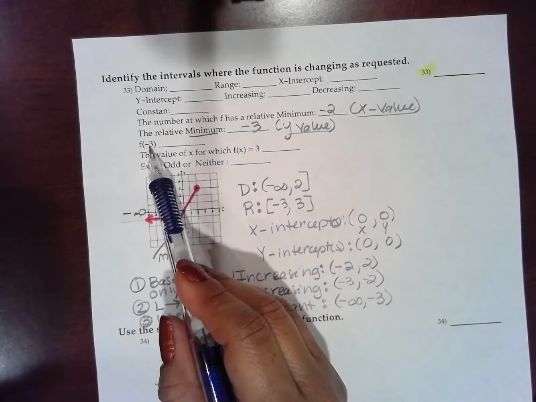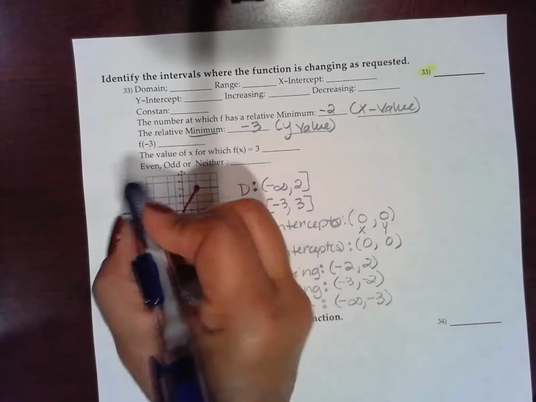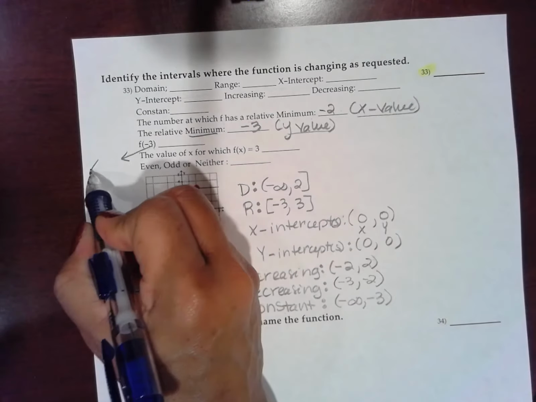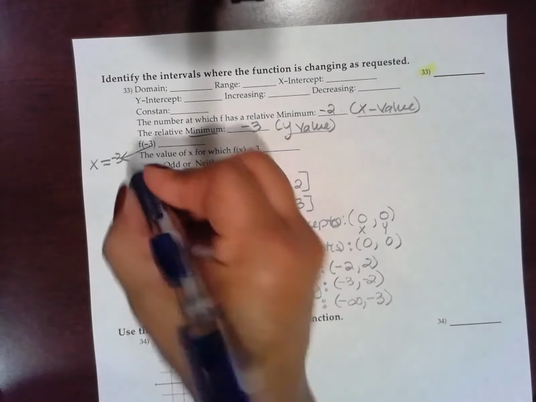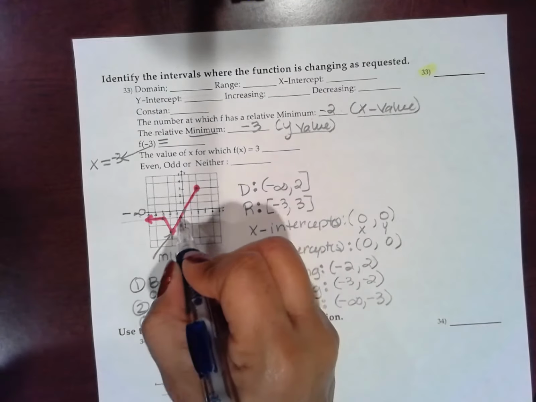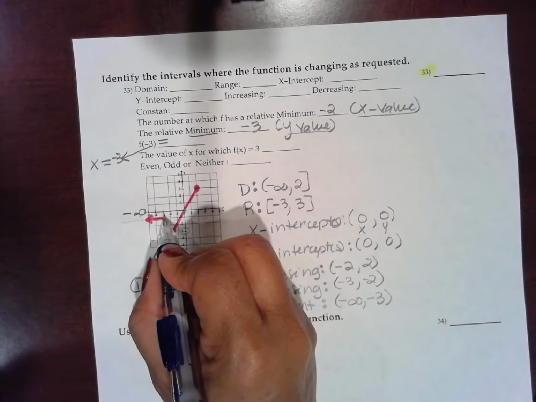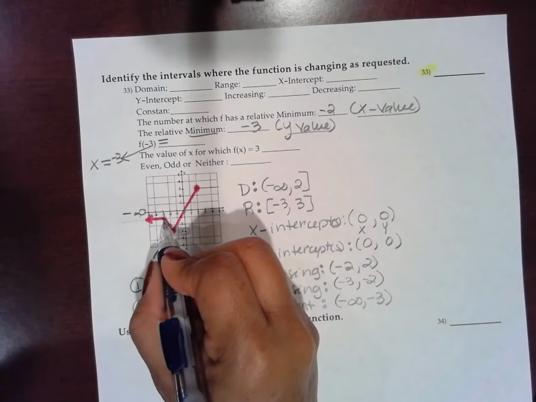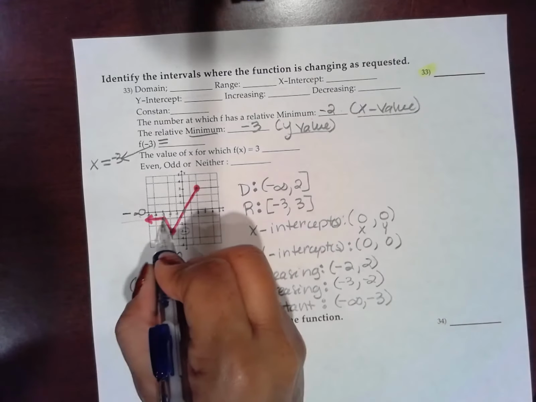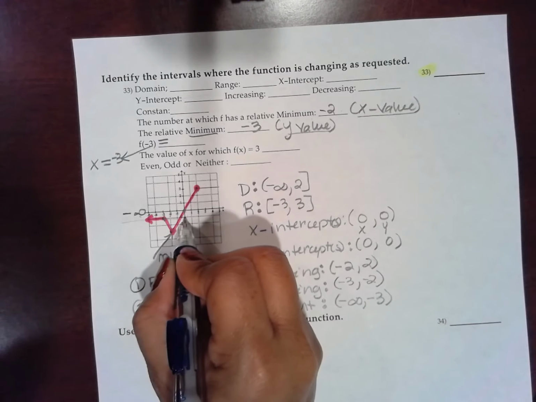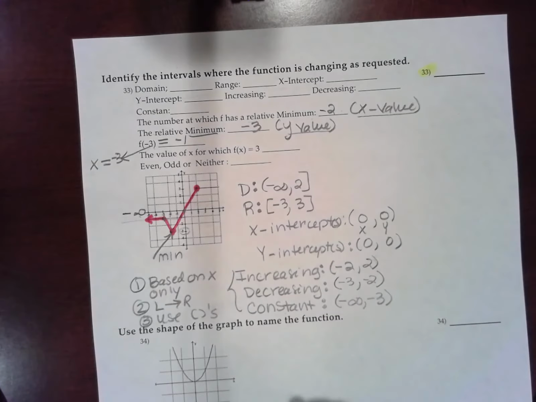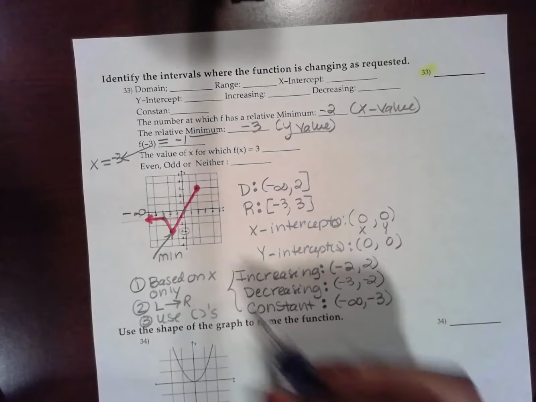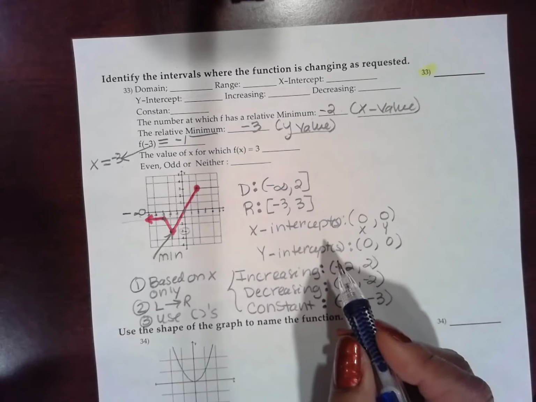The next question, f of negative 3. They're giving you x equals negative 3. So go to the graph, find x equals negative 3 right here, then find the point that is on the graph, and tell me the y that goes with that negative 3. So negative 3 goes with the y that is equal to negative 1. They're asking you for what is the y value when x equals negative 3.